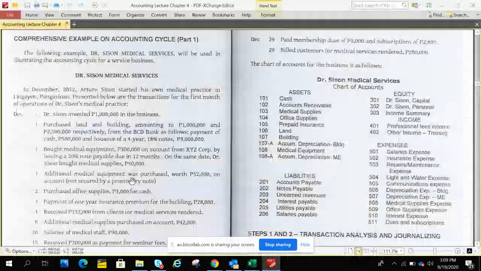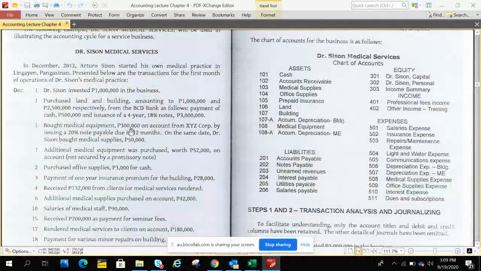Next, bought medical equipment, 3 million pesos on account from XYZ Corporation by issuing a 20% note payable due in 12 months. Ano naman? Bumili na naman tayo ng medical equipment. Pero nagbayad ba tayo? Hindi. Sabi niya, we issued what? Notes payable. On the same date, Dr. Season bought medical supplies amounting to 50,000 pesos.